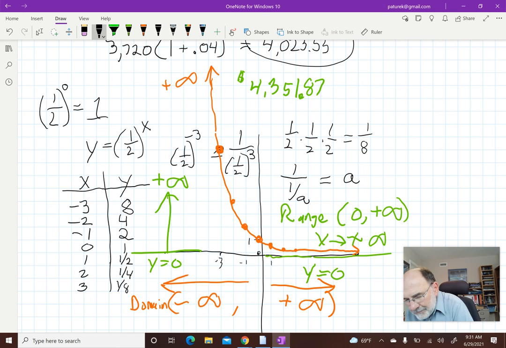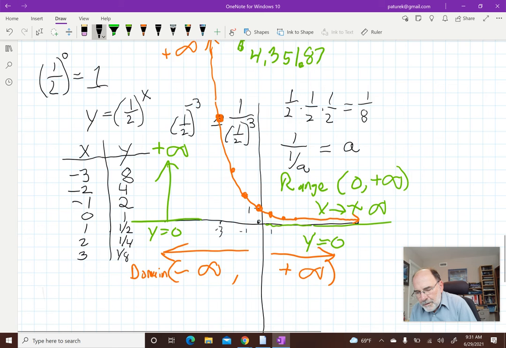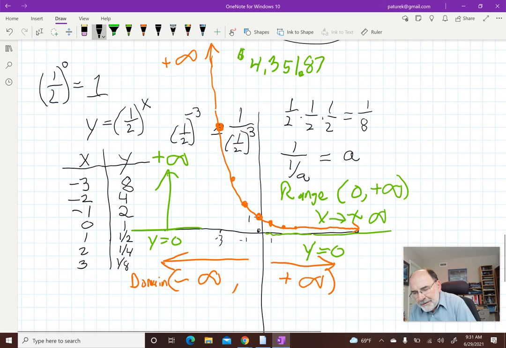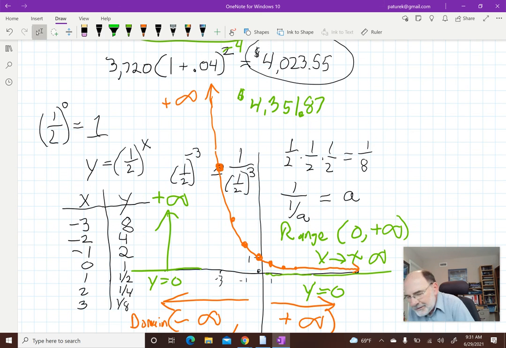Great. Now, what if I used something other than this? And by the way, we would classify this as exponential decay, because the greater the value of x, the smaller the value of y. It decays towards 0 as you go left to right.